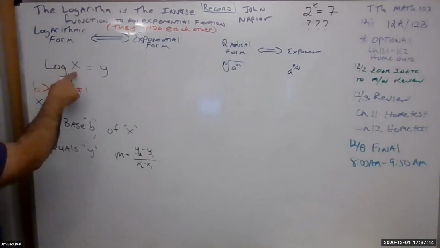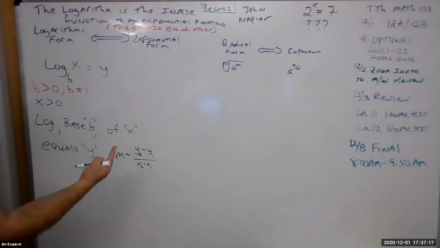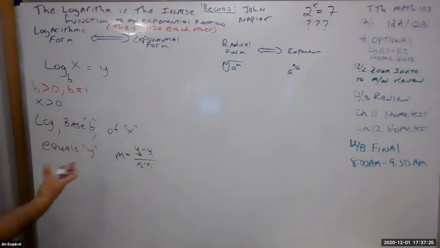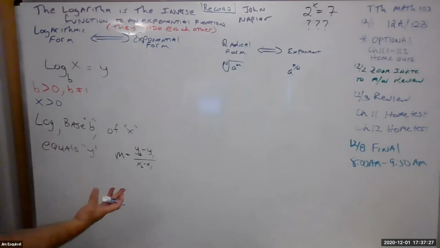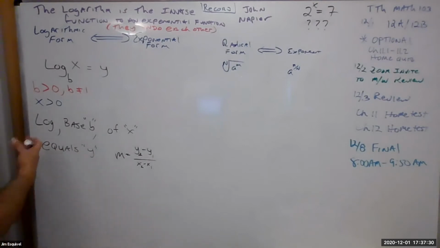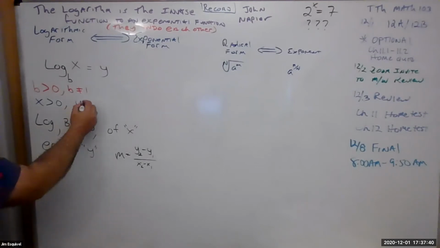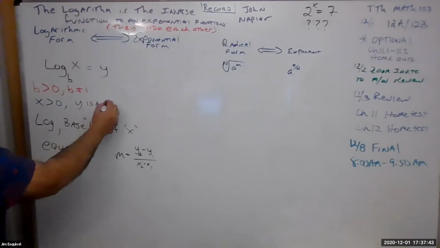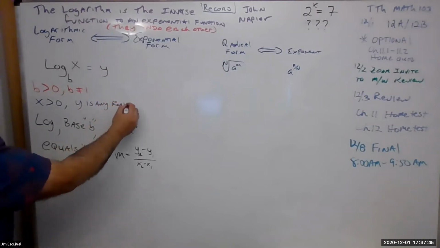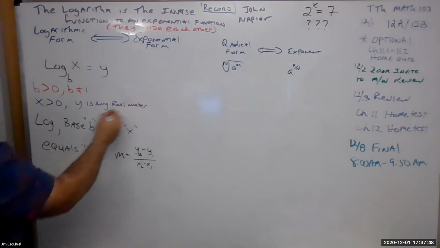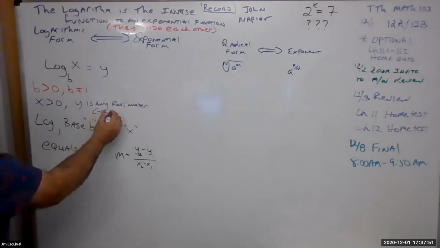If you try to take the logarithm of a negative number, it's undefined. It won't work. If you try to take the logarithm of a 0, it won't work. It's impossible. But anything greater than 0 is perfectly fine. And then last but not least, Y can be any real number. Y can be anything and everything. Y can go from negative infinity all the way to positive infinity.